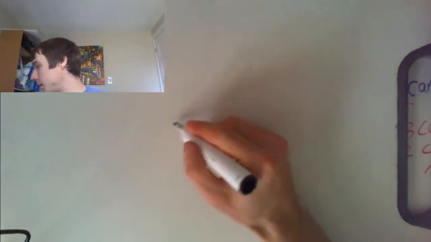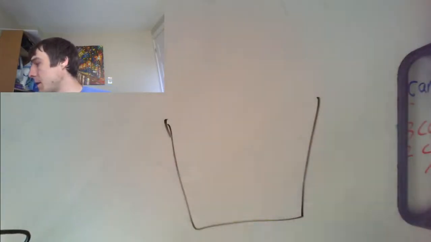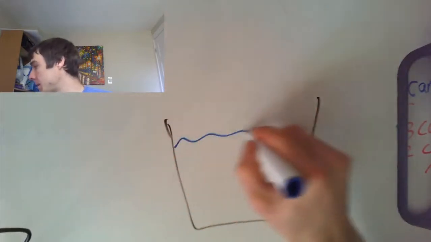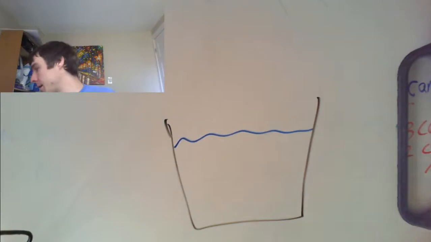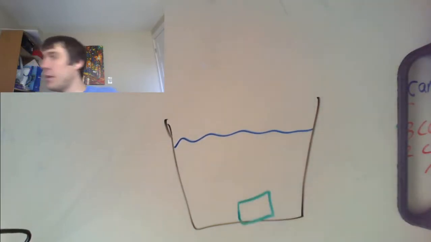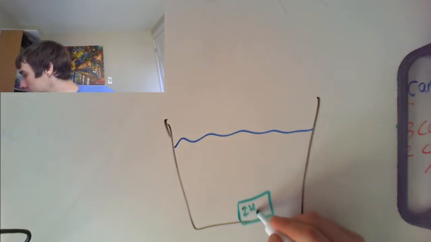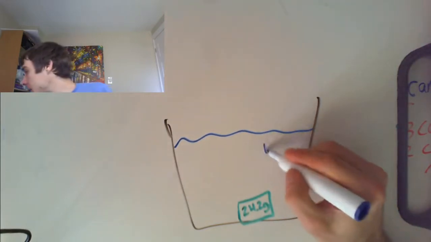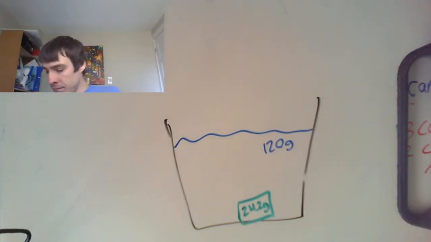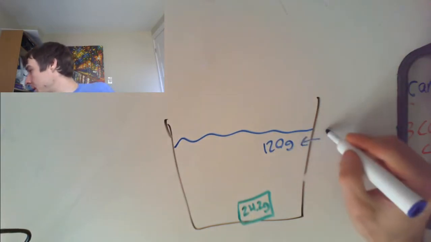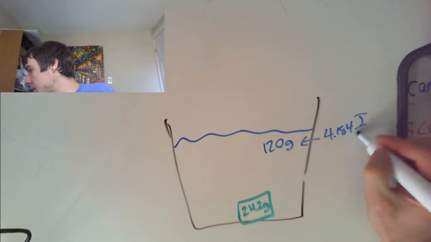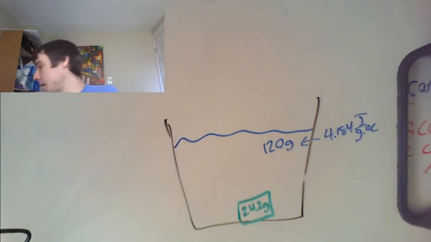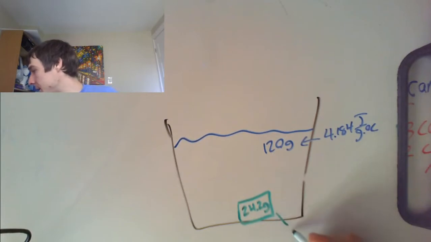So here's our calorimeter, which is just going to be a cup of water. Here's our water. We'll put the water in there, and we'll stick the metal block in as a little metal block like that. It's not very big. It's a 24 gram block. So this is 24.2 grams, and the water was 120 grams of water. The water has a heat capacity of 4.184 joules per gram degrees Celsius. We know that. The metal block, we don't know its heat capacity.